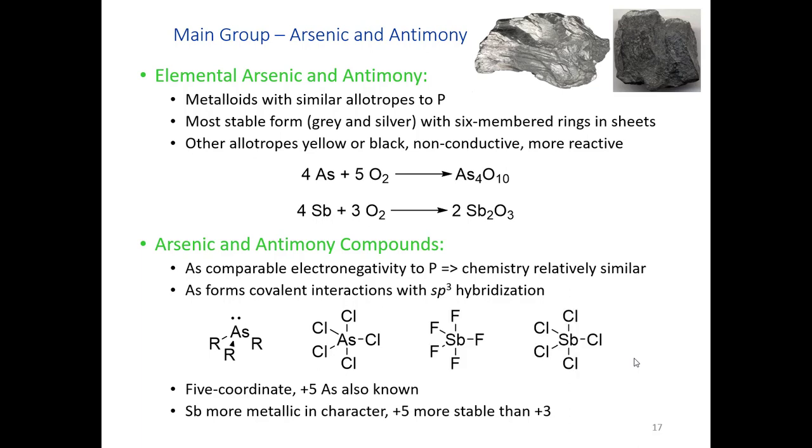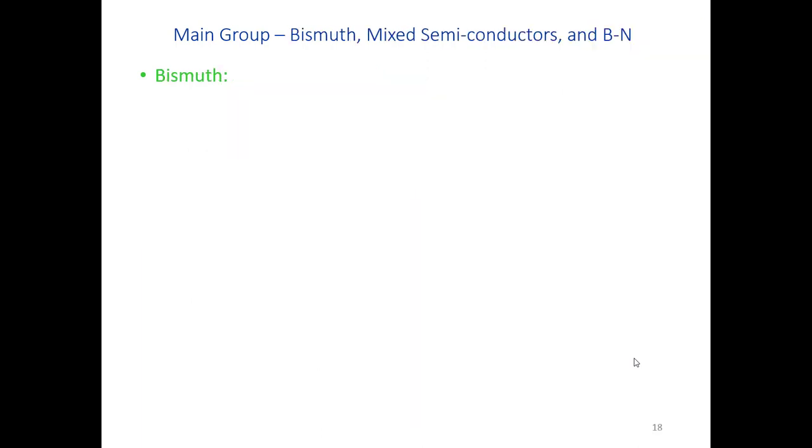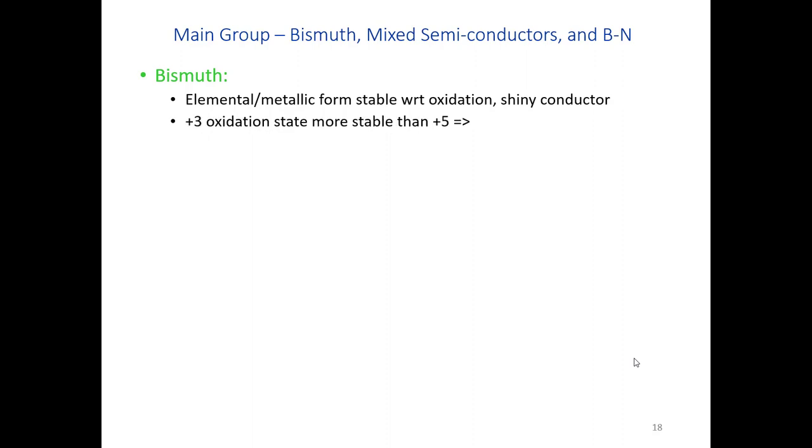Antimony is less electronegative and even more reducing, so it has more metallic character. It tends to form more 5-coordinate compounds with antimony in the +5 oxidation state, rather than 3-coordinate species with a lone pair. For the purposes of this course, however, we won't talk much about antimony or arsenic. The last element in group 15 is bismuth. This metallic element is a shiny conductor that is stable with respect to oxidation in air. The +3 oxidation state is much more stable than the +5 oxidation state for bismuth.